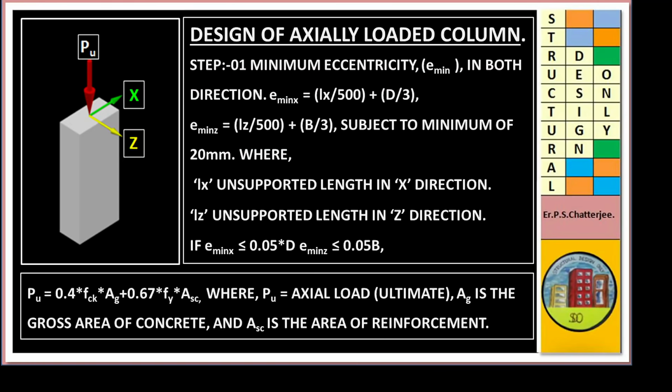If E minimum x is less than or equal to 0.05 D and E minimum z is less than or equal to 0.05 B, then we can follow the formula Pu is equal to 0.4 FCK into AG plus 0.67 Fy into ASC, where Pu is axial load ultimate and Ag is the gross area of the concrete and ASC is area of reinforcement.